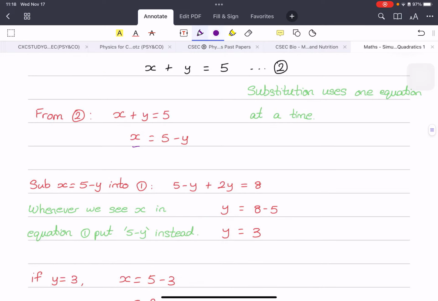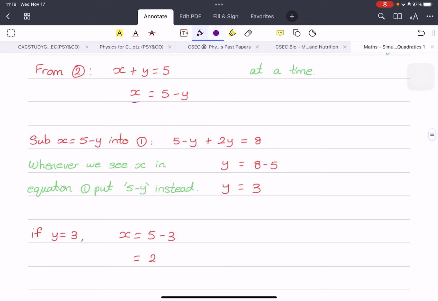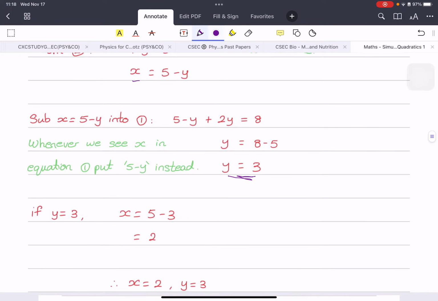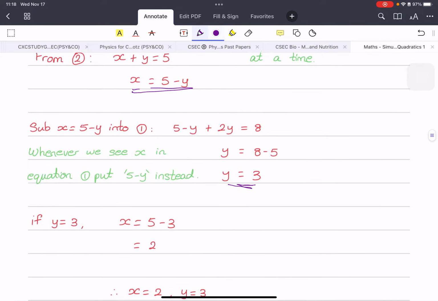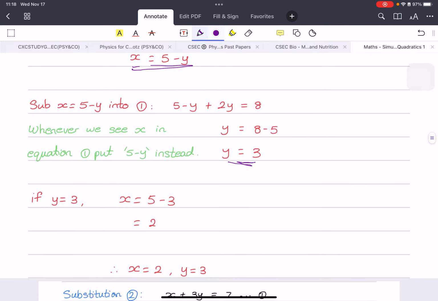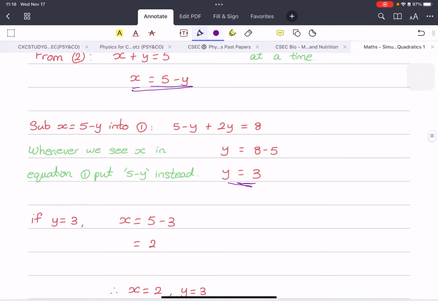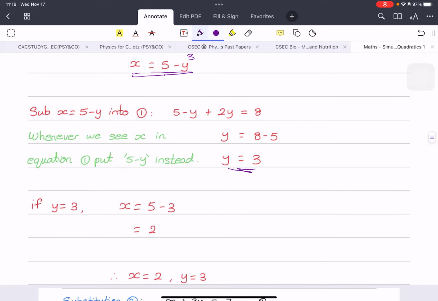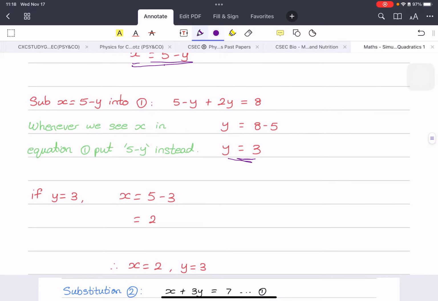The minus y plus 2y is y. So y equals 8 minus 5, which is 3. Now that I have found exactly what y is, I can go and find what x is now. So I take this same simple subject of the formula here, and I put the y now into it. So it becomes x is equal to 5. Instead of the minus y, we have minus 3, because y is 3. And so x is equal to 5 minus 3, which is 2. And so we found what x is, and we found what y is.